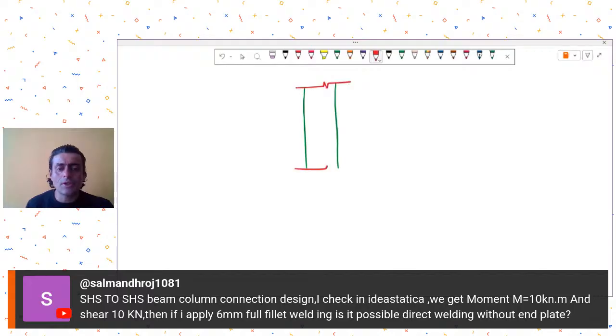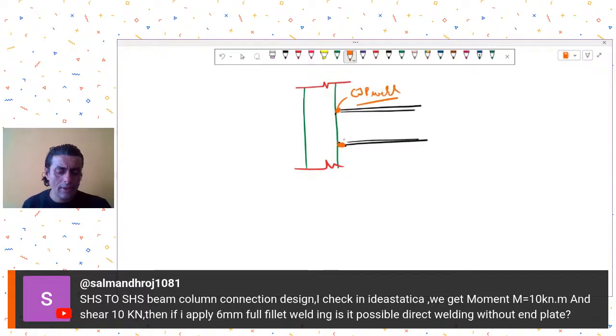CJP is not the party, okay? CJP is the complete joint penetration weld. Groove. So where we cut a groove like this, and this is the full welding we do like this. So this is a complete CJP welding. All right. So when you are trying to connect SHS to SHS, it is better to go for a CJP weld like this.